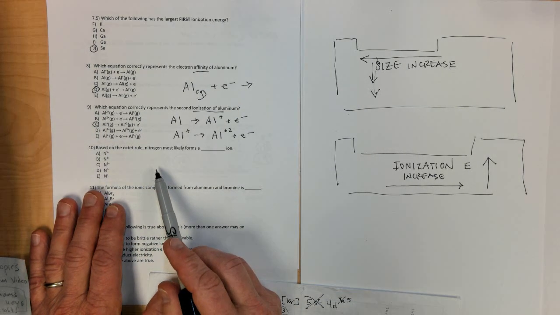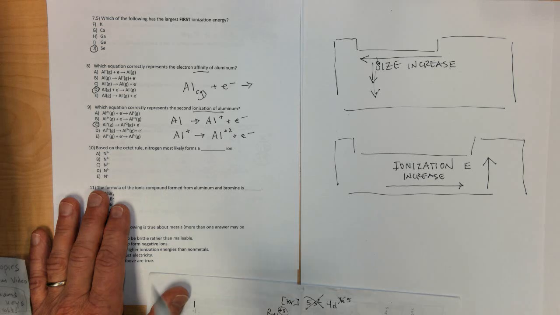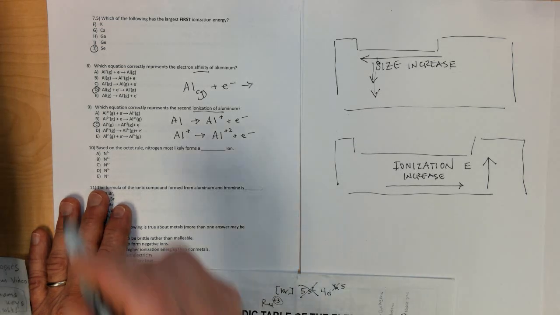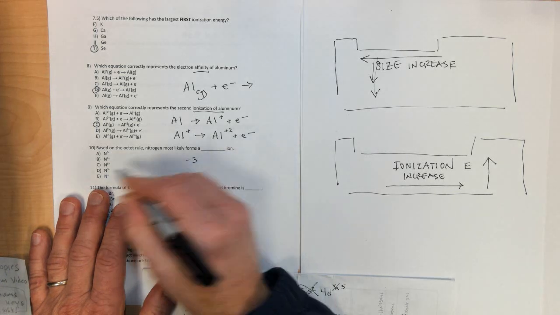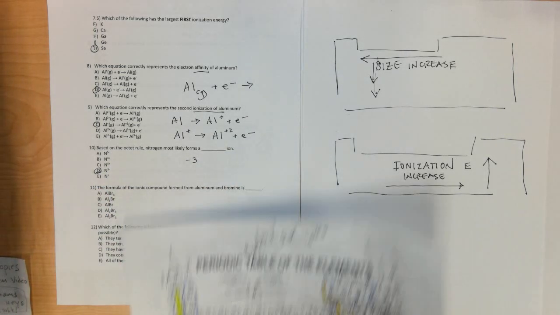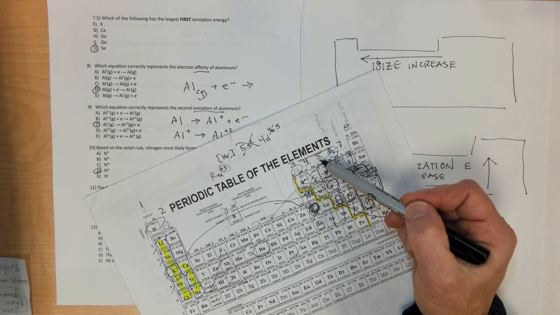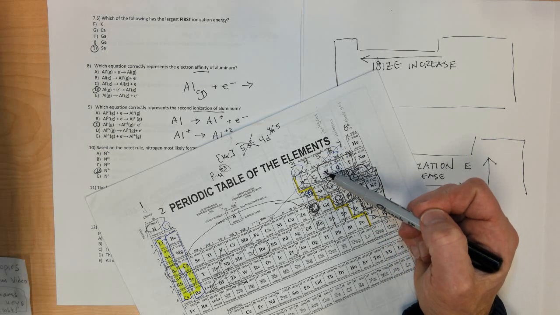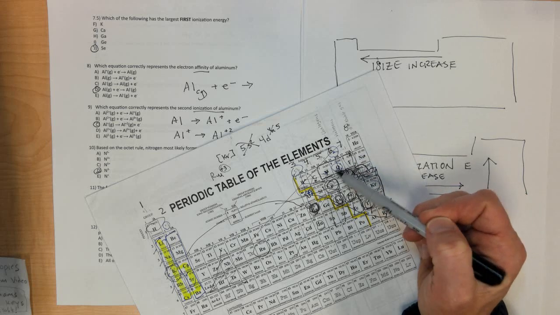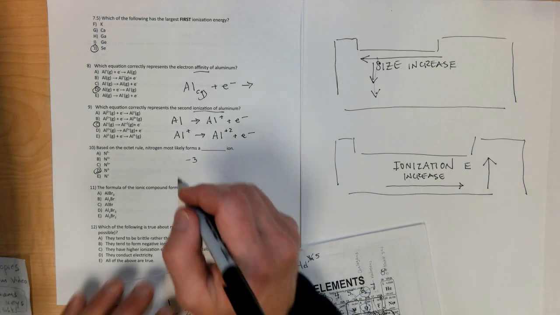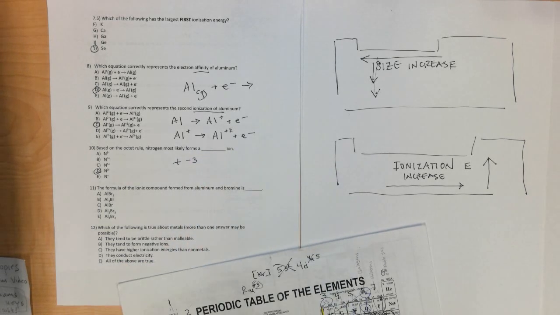Number 10, based on the octet rule, nitrogen most likely forms a -3 ion. And the reason for that is because nitrogen is right here in group 15 of the periodic table, and to obtain a noble gas configuration 1, 2, 3, it would have to gain 3 electrons. Each electron is -1, so you'd be gaining 3 negative things.